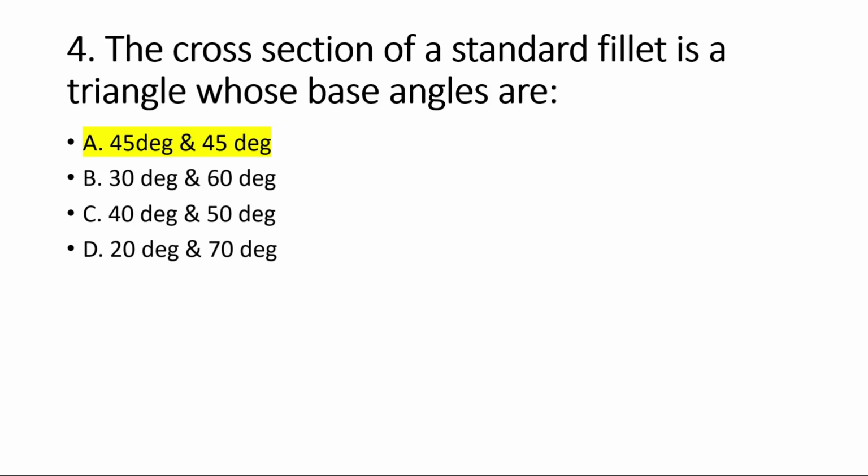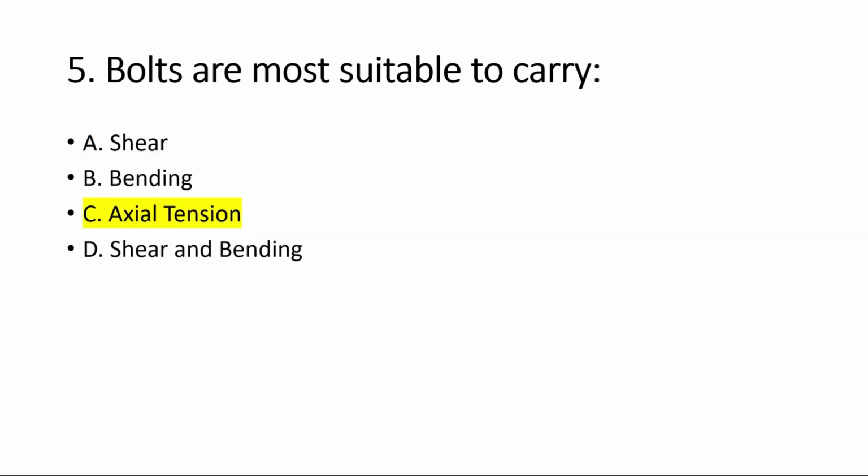The cross section of a standard fillet is a triangle whose base angles are 45 degrees and 45 degrees. So we know for a 45-degree fillet weld, throat thickness t is equal to root 2 times the size of weld. So here you can remember that two angles are 45 degrees and 45 degrees. Okay, so here option A is correct. Move on to the next question.